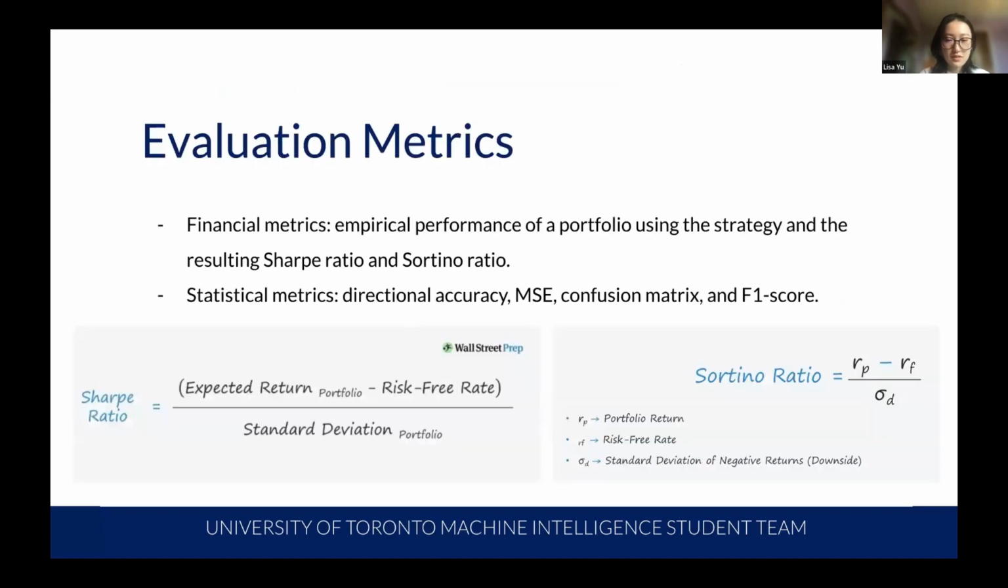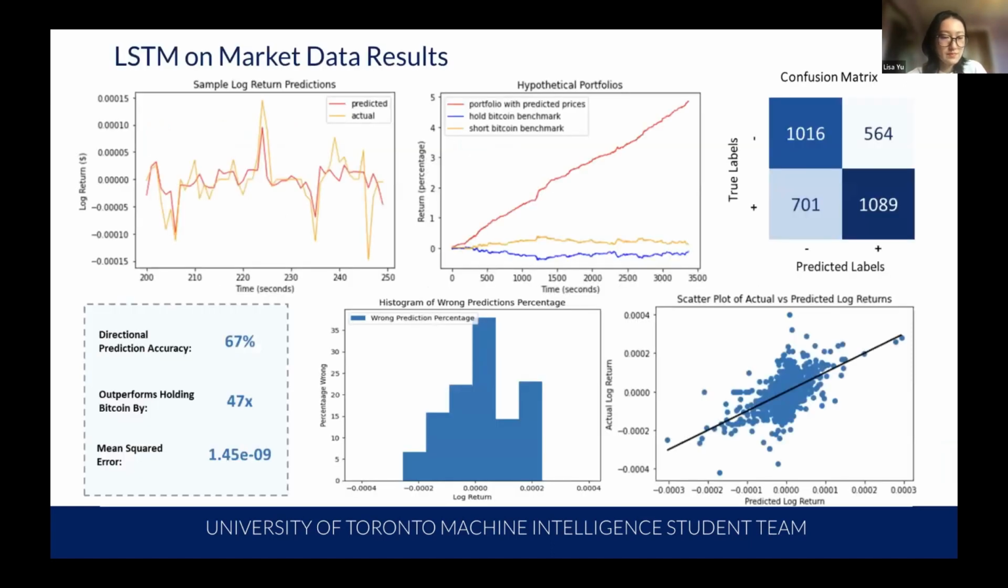Next slide. We want to further evaluate the best models thoroughly using more than just directional accuracy. Specifically, we looked at financial metrics such as the empirical performance of a portfolio trading based on our predicted returns, and the Sharpe and Sortino ratio of such a portfolio. We also looked at statistical metrics like directional accuracy, MSE, confusion matrix, and F1 score. So when we want to evaluate our model, the answer is kind of multidimensional. It's important to understand a successful model from both a scientific lens as well as a financial lens.